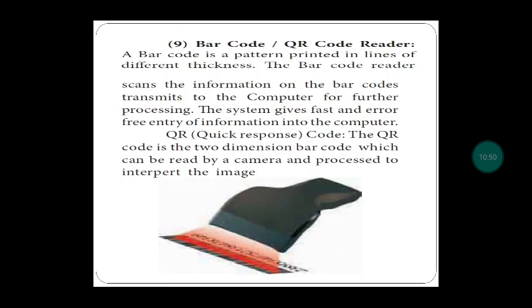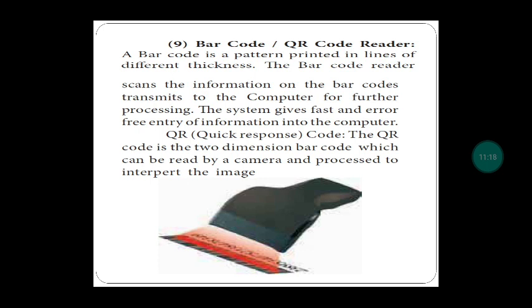And next input device is the barcode and QR code reader. Barcode: if you are buying any product from the shop, you can see the barcode. Those lines will be there. With those lines, all the data will be entered into the computer. Different thickness lines will be there. By scanning that, we can get all the information.